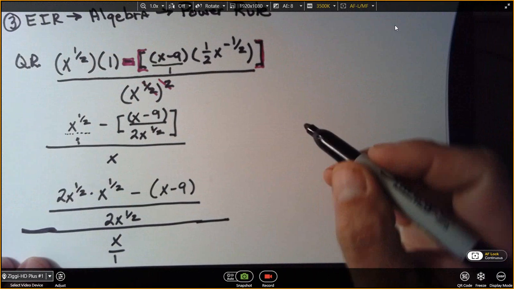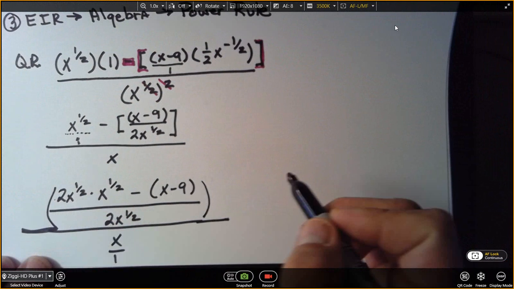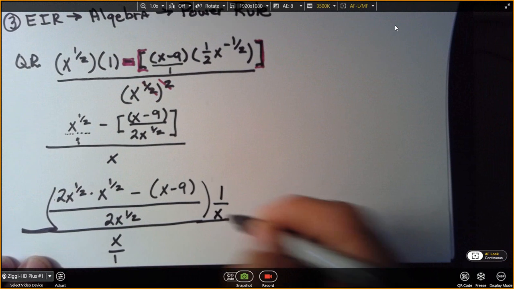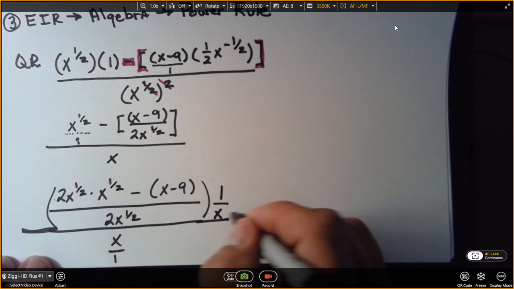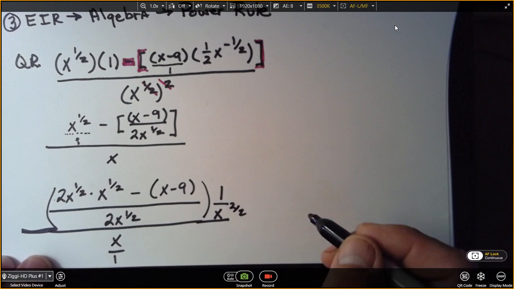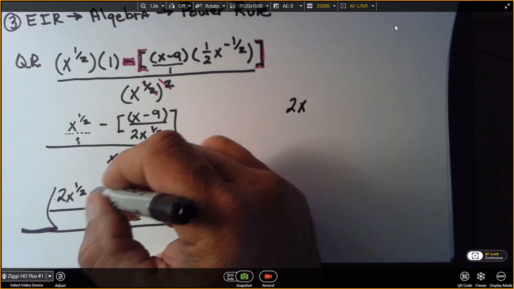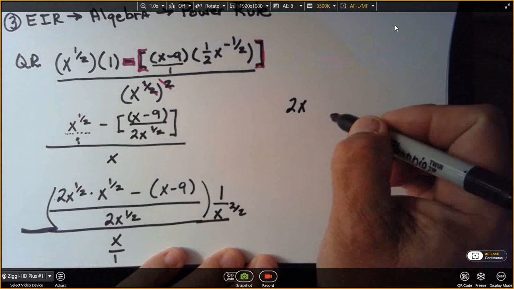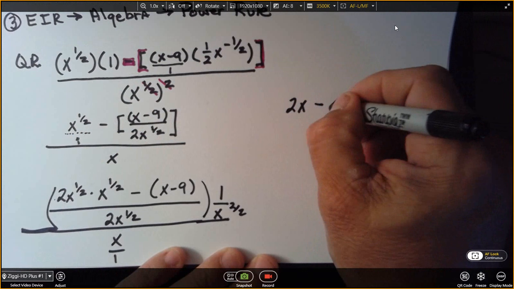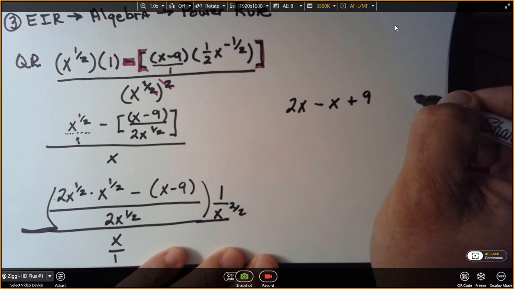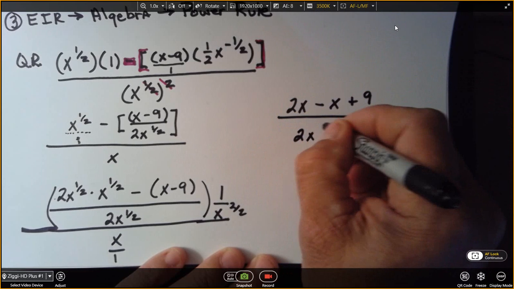Now, when you divide by a fraction, you multiply by the what? By the reciprocal, so you can move that x right here. And that 1 times all of that's not going to change, and down here is going to be times x, which is to the 2 halves, so that'll be 3 halves. So we've got 2x, because x to the 1 half times x to the 1 half is x to the 2 halves, which is x to the 1, minus x plus 9 over 2x to the 3 halves.